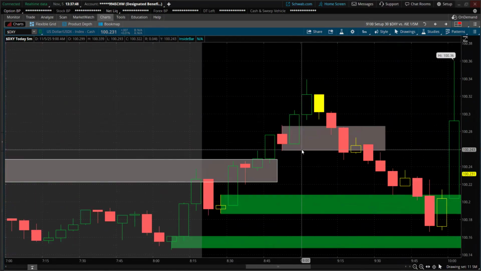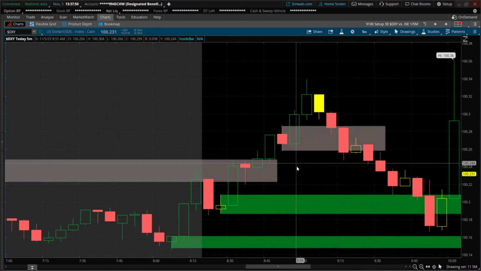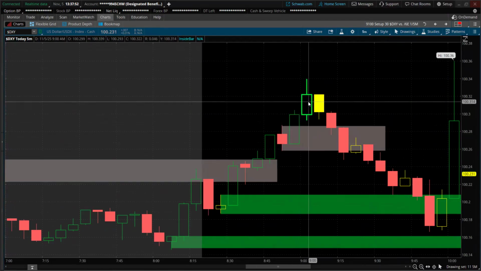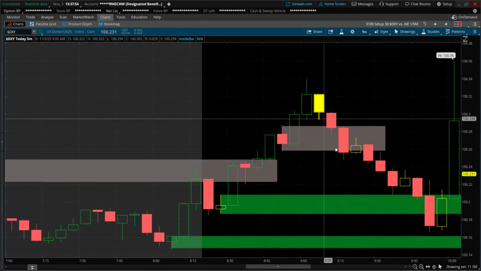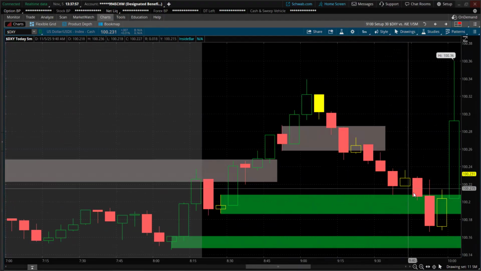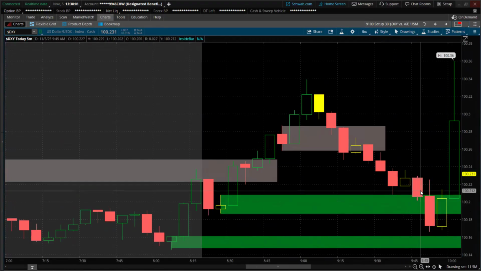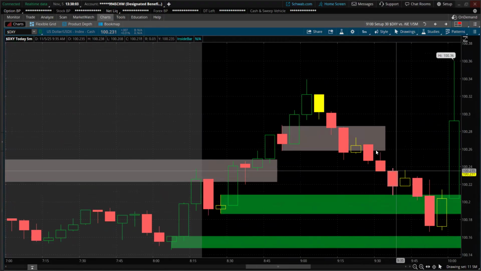Zoom in. Well, we had a reversal up around here at 9 a.m. We had a pullback in the 5 minutes. And then there was news several times today. And the bigger news was the 10. So we had a pullback here.